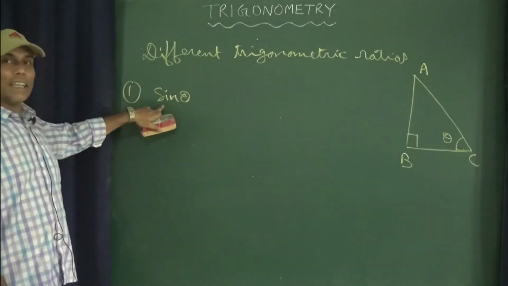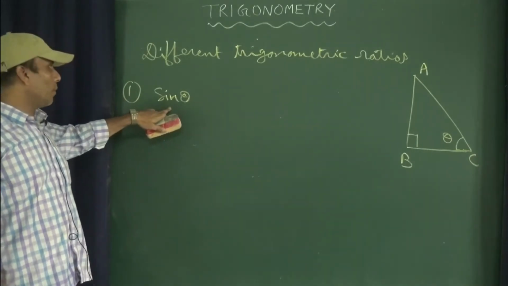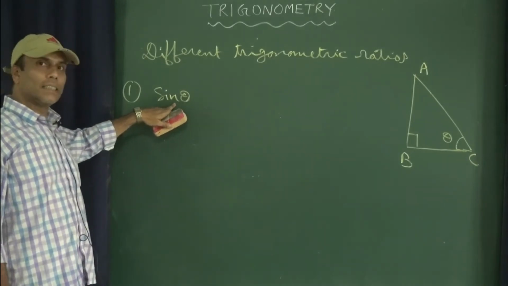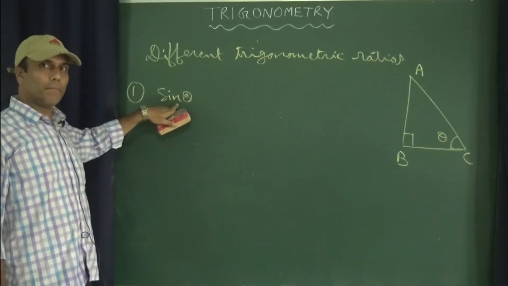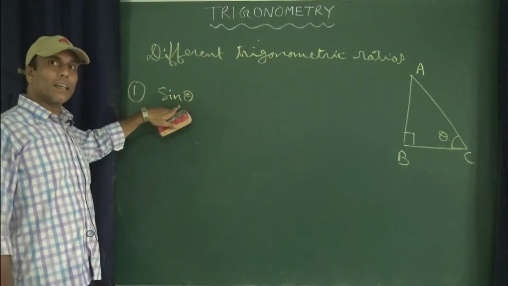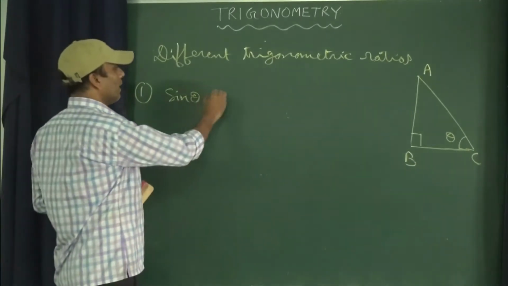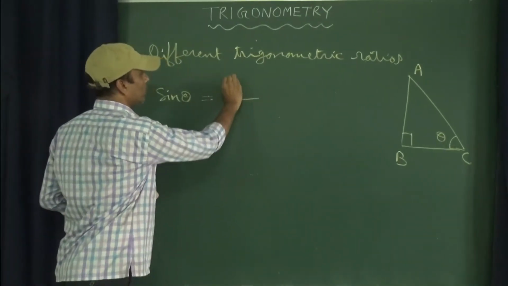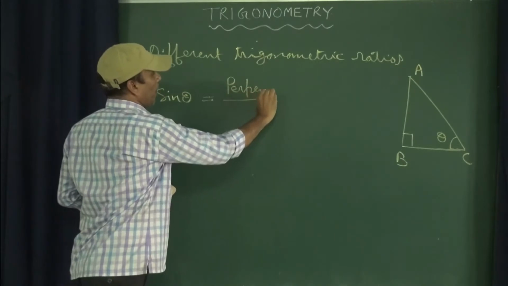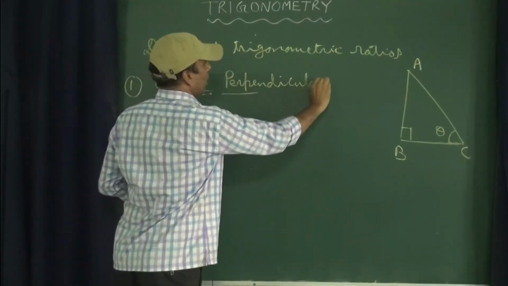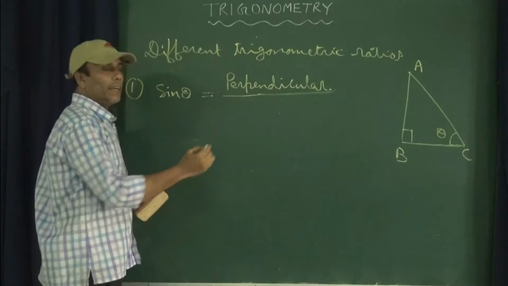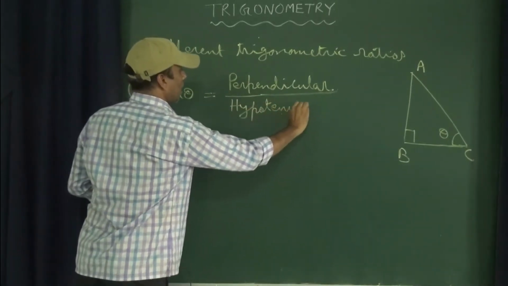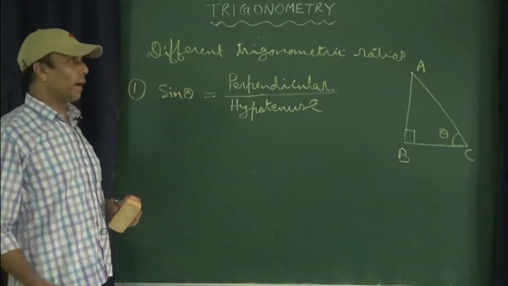You can see it is written as SIN, but its full form is SINE. In short, it is written as SIN, and you should pronounce it as sine theta. Mind it. So sin theta is equal to perpendicular divided by hypotenuse.